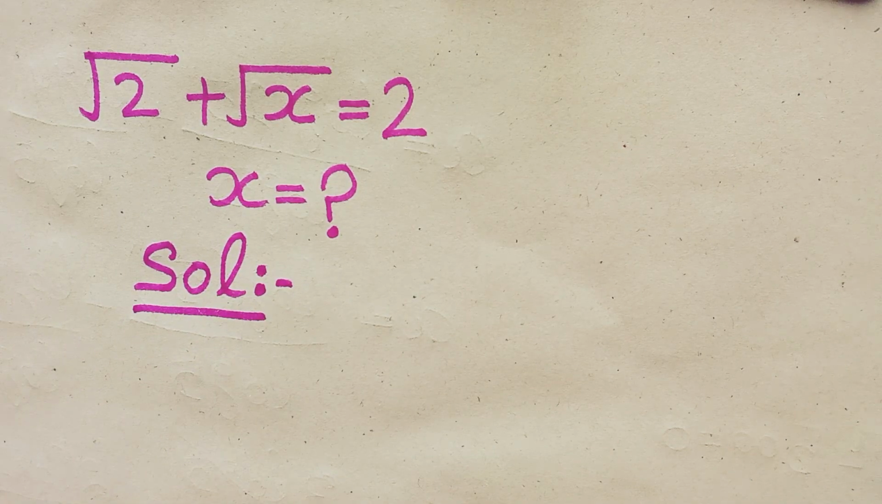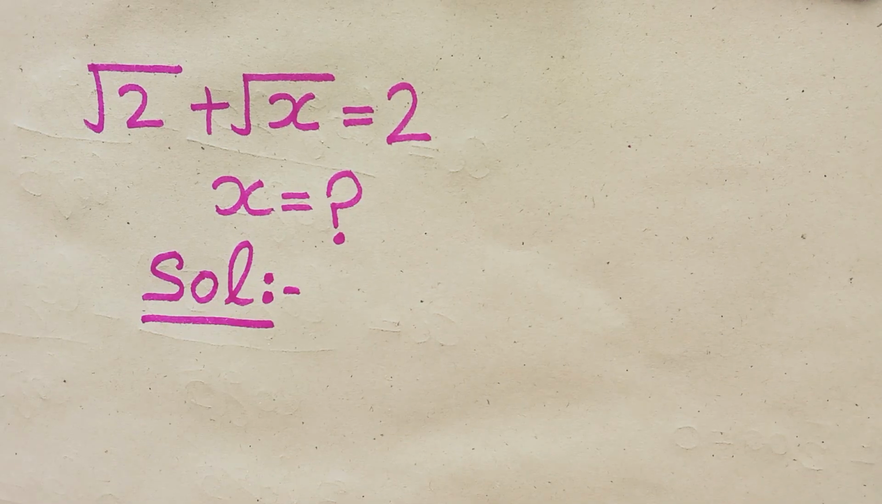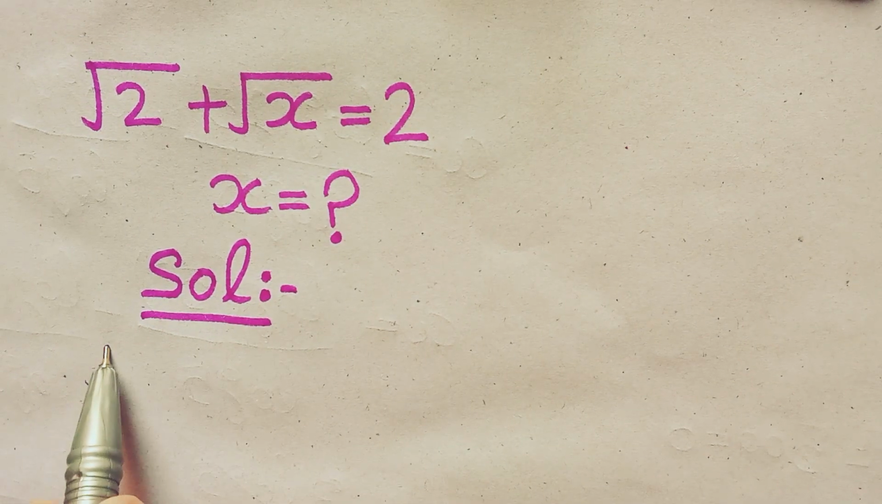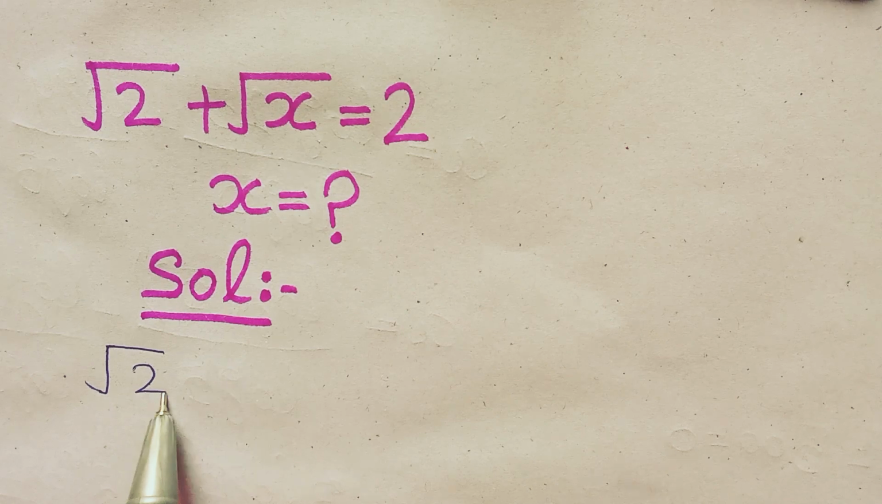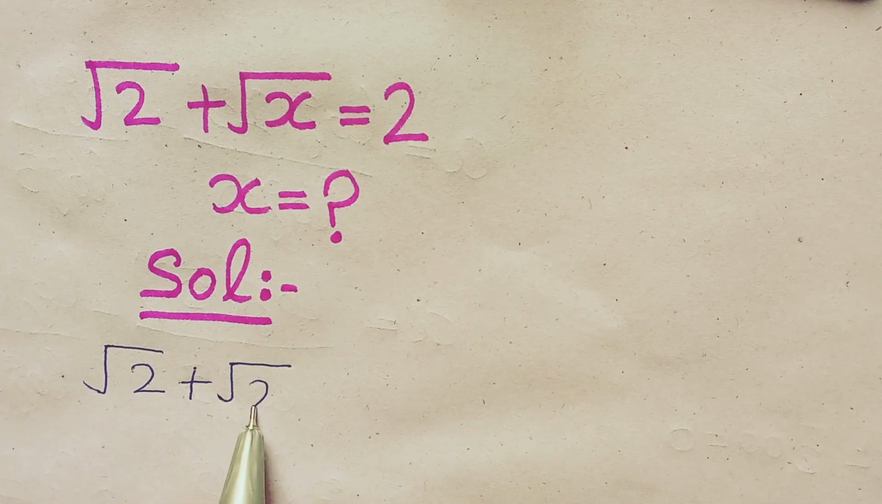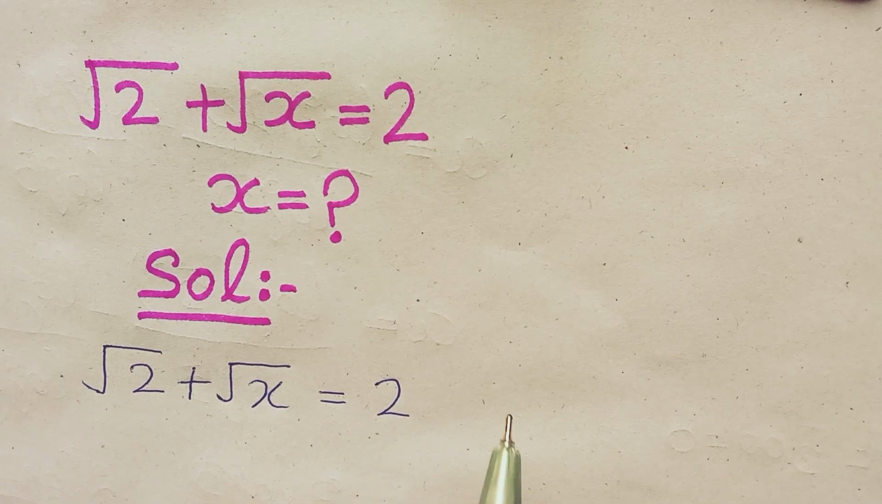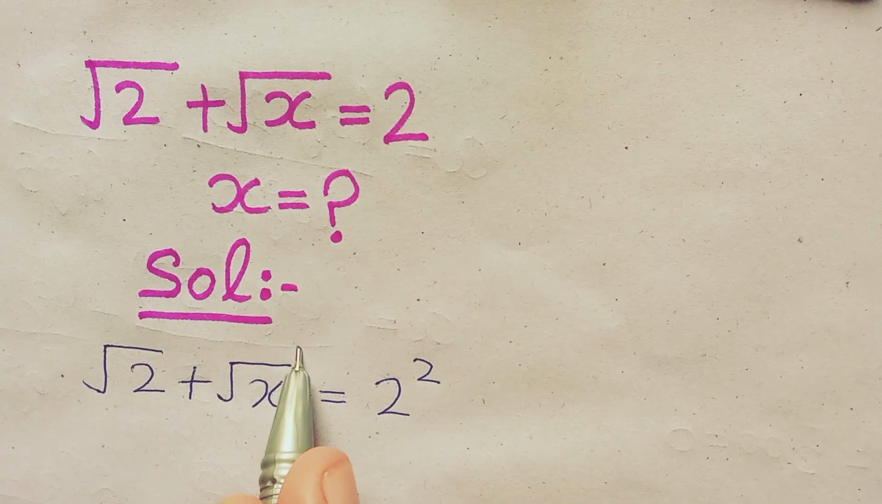Okay, our given question is square root of 2 plus square root of x is equal to 2. Taking square on both sides.